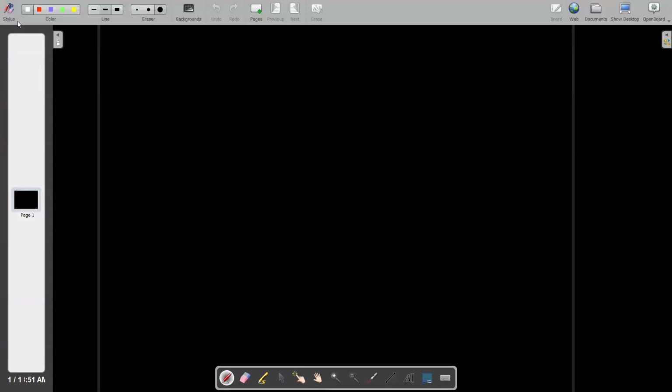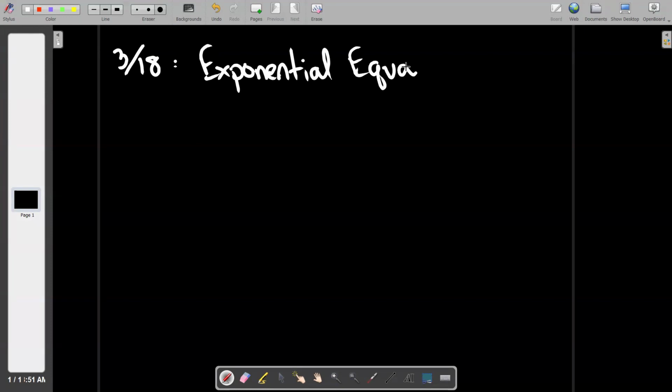All right, so I made a note on my note card of where we stopped on Thursday. So today is March 18th. And this is just, again, exponential equations, continued from March 14th.